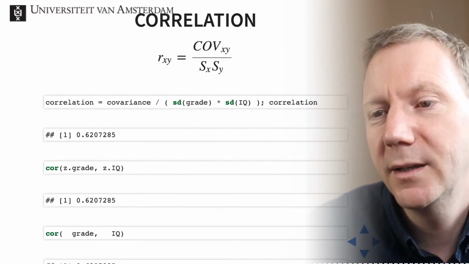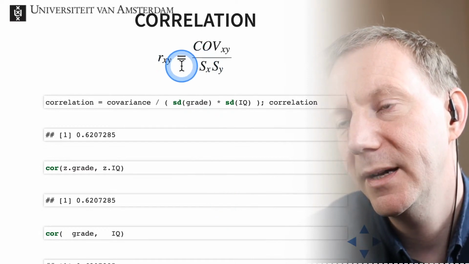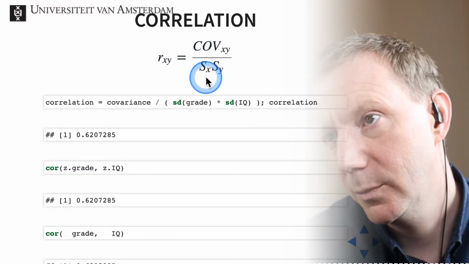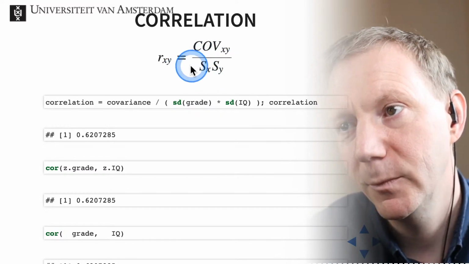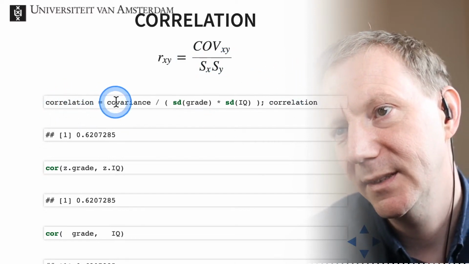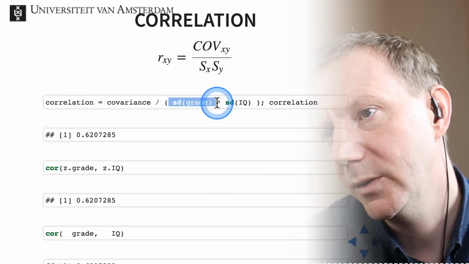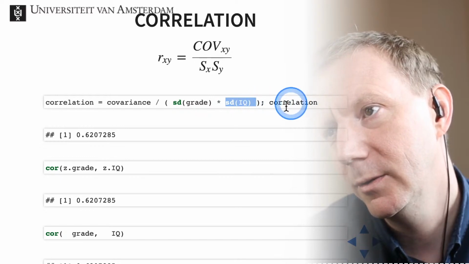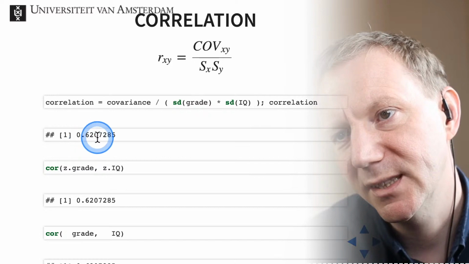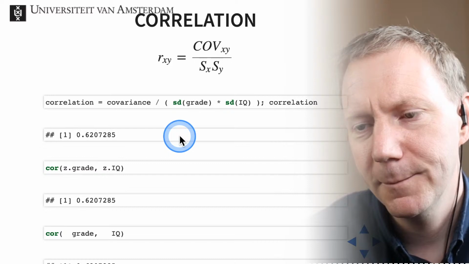So the final step that we have to apply is to standardize by dividing the covariance by the standard deviation for both x and for y. We must multiply these two. So the correlation that we get is the covariance divided by the standard deviation of grade multiplied by the standard deviation of IQ, and that is a correlation of 0.6207.